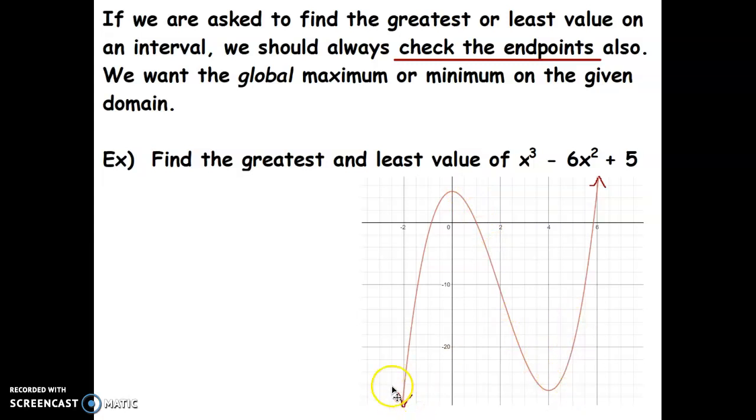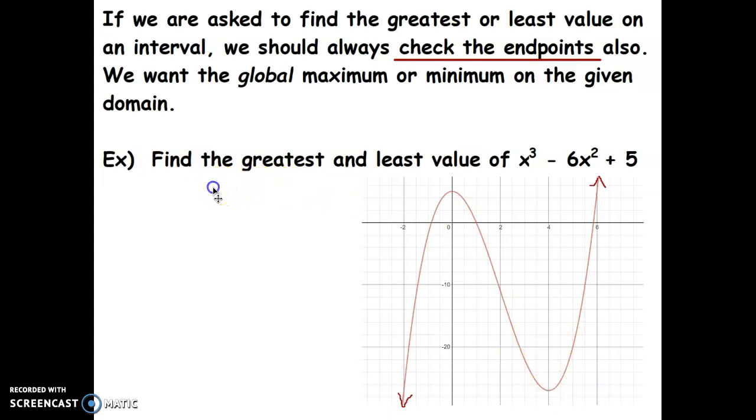But I can also see that it's going on and on forever towards negative infinity here. It's going on and on forever towards positive infinity here. So it doesn't actually have a greatest or a least value. There is not a greatest or a least value on this curve as a whole. There's a greatest value in this little region, that's the local maximum, and there's a least value in this little region, that's the local minimum, but not one on the graph as a whole.